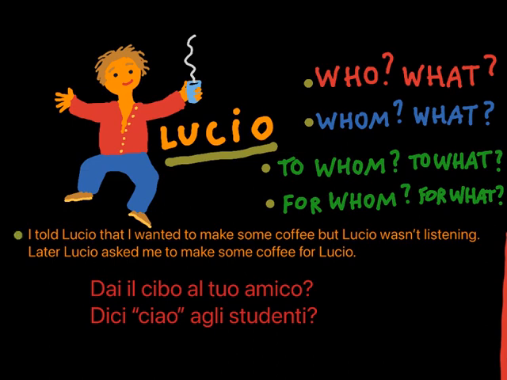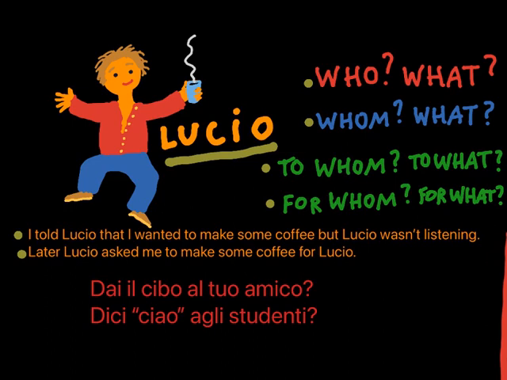I told Lucho that I wanted to make some coffee, but Lucho wasn't listening. Sounds unnatural. Why? Because you said Lucho once, and then you repeated Lucho, and in normal speech you would say "to him" instead of mentioning the name a second time, right? Later Lucho asked me to make some coffee for Lucho. That sounds unnatural. Later Lucho asked me to make some coffee for him, because he obviously was not listening, because Lucho never listens. He's a clueless Lucho.